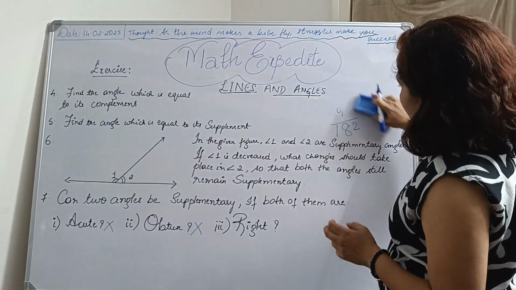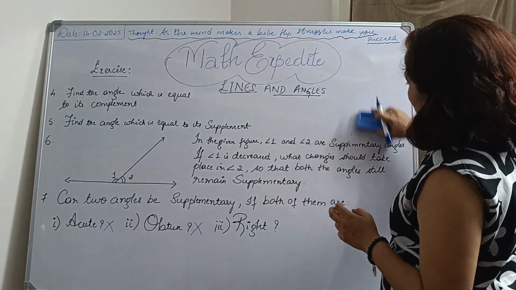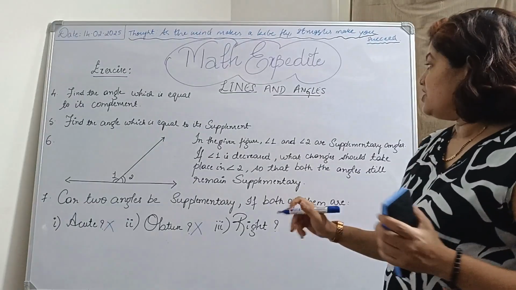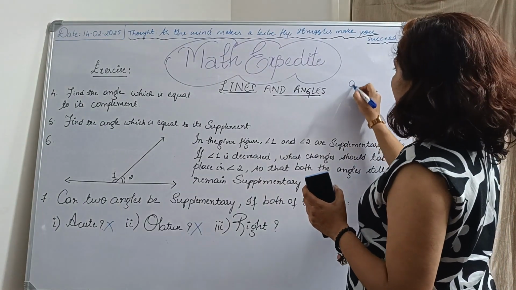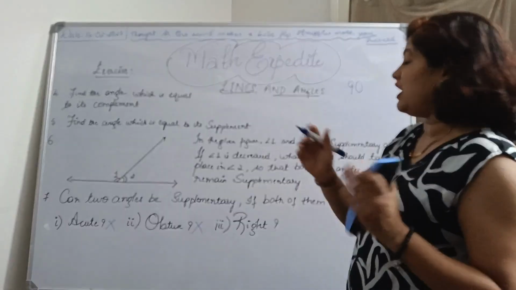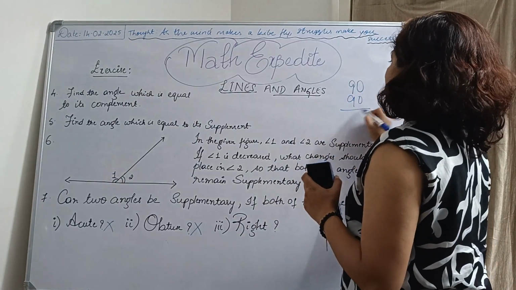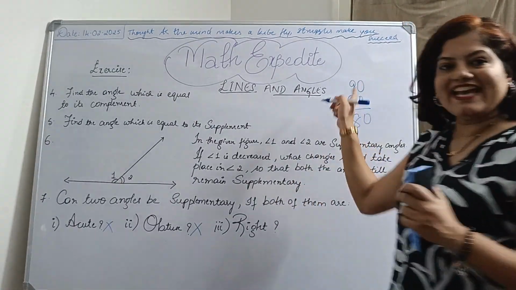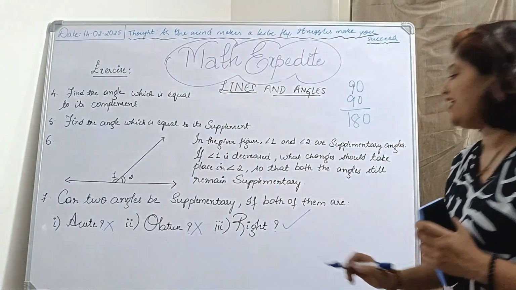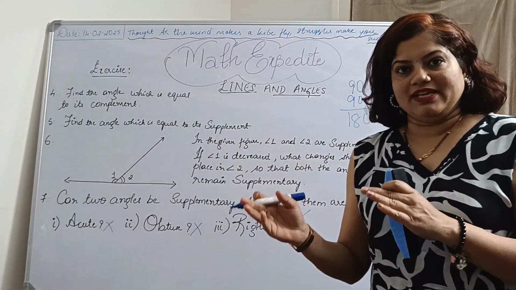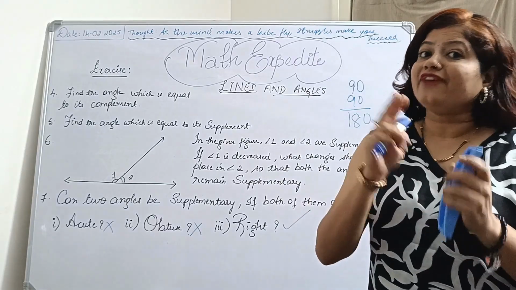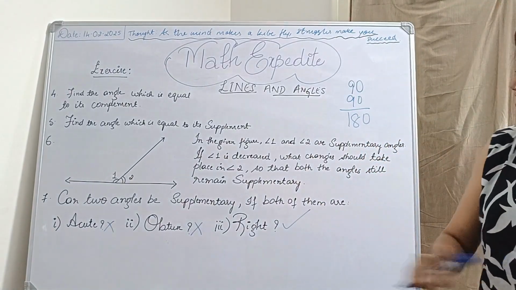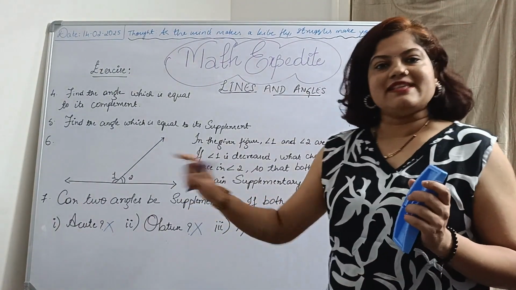Okay. So next, what have they said? What about right angle? So think right angle is 90 degree. So if the other angle is also 90, so are we getting 180? Yes. So right angles are supplementary. That is, if the two angles are right angles, then they are supplementary.